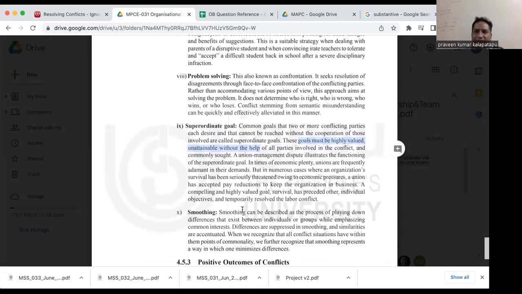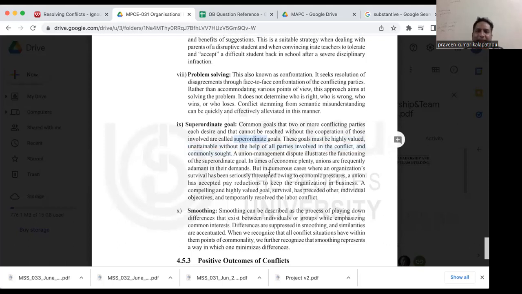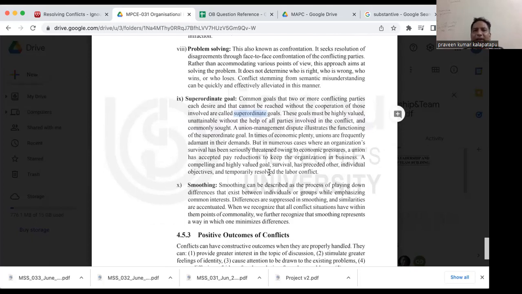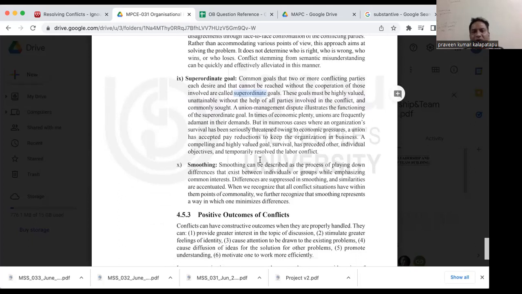Okay, so here you bring all the parties who are involved in that particular goal together so that this superordinate goal can be solved, right? So that the common desire, or rather the common goal, can be achieved by mutual cooperation.